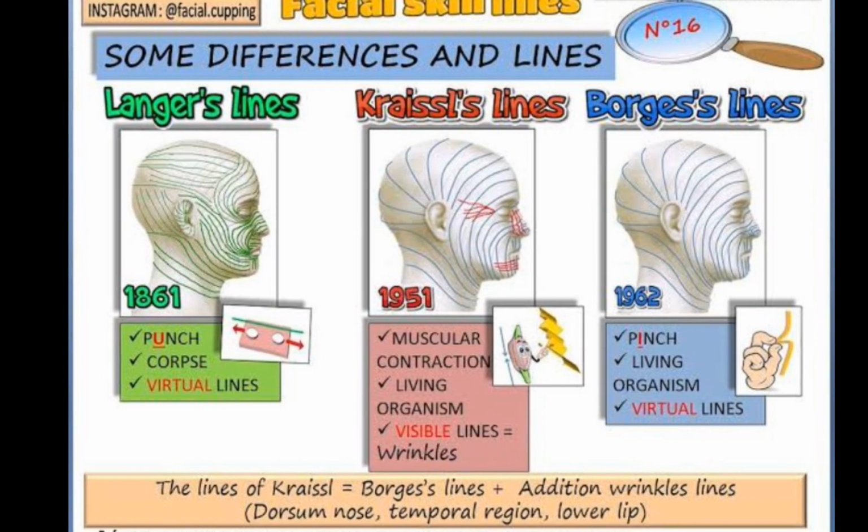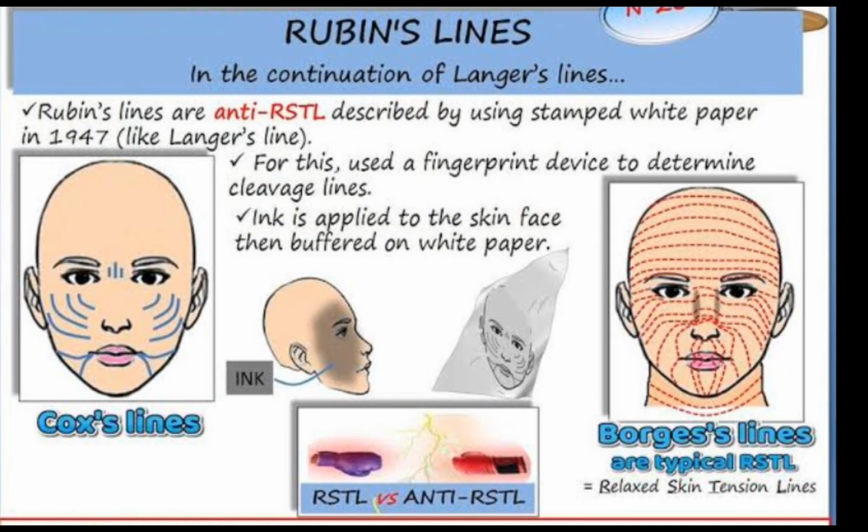Then we have Langer's lines. Langer's lines are virtual lines and these are found in corpses and are found on puncturing. And Kraissl's lines are due to muscular contraction, in living organisms, visible lines equal to wrinkles. Borges lines are also found in living organisms, but these are virtual lines. The lines of Kraissl equal Borges lines plus additional wrinkle lines. Then we have Rubin's lines. Rubin's lines are anti-relaxed skin tension lines, and these are described by using stamped white paper or fingerprint device.